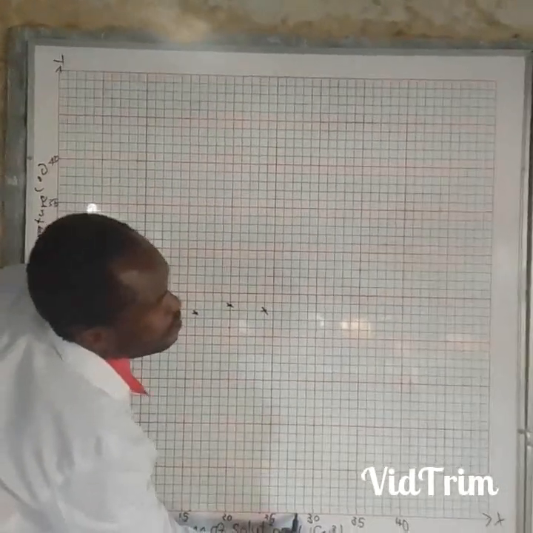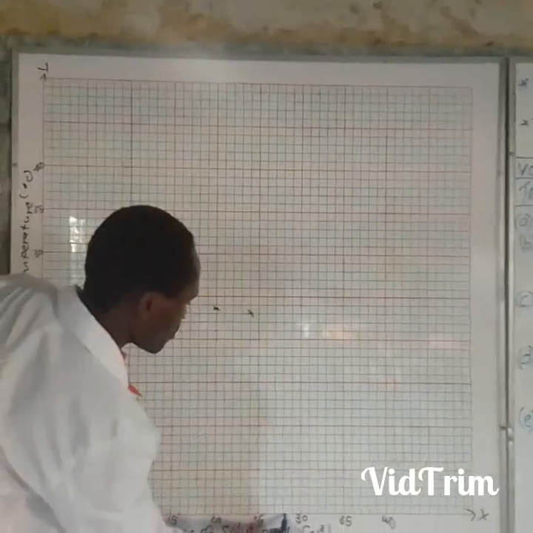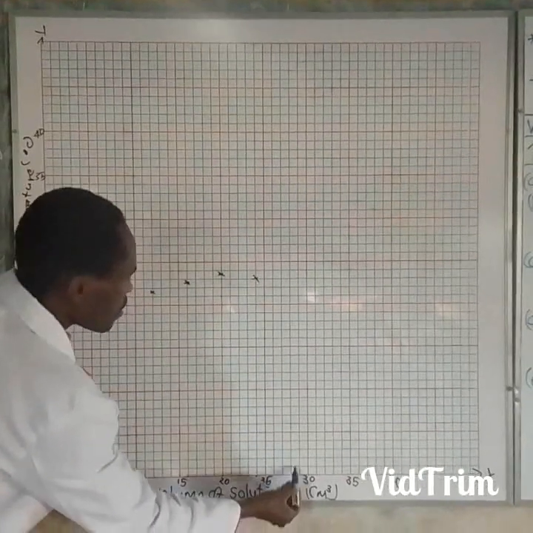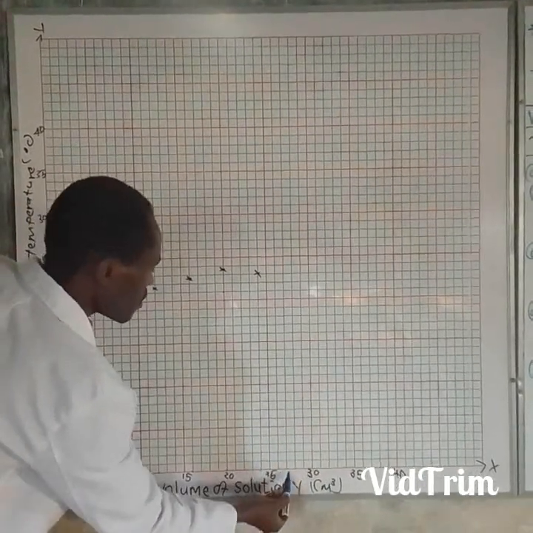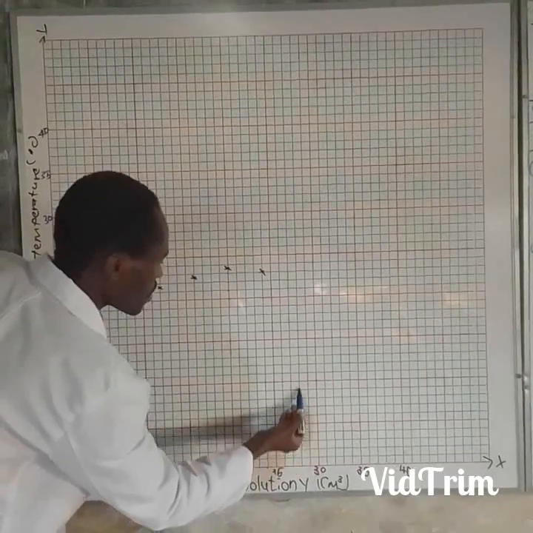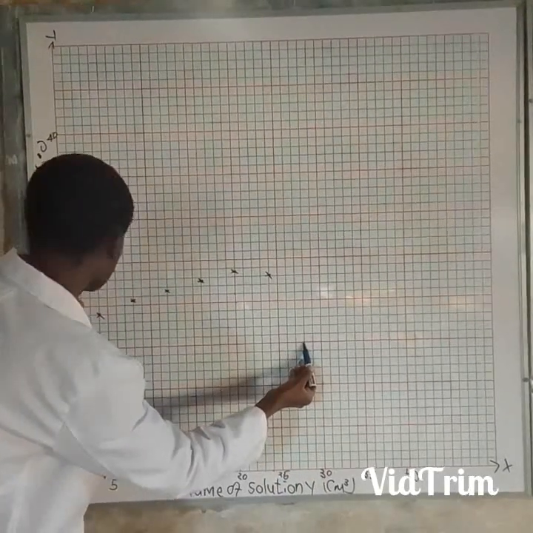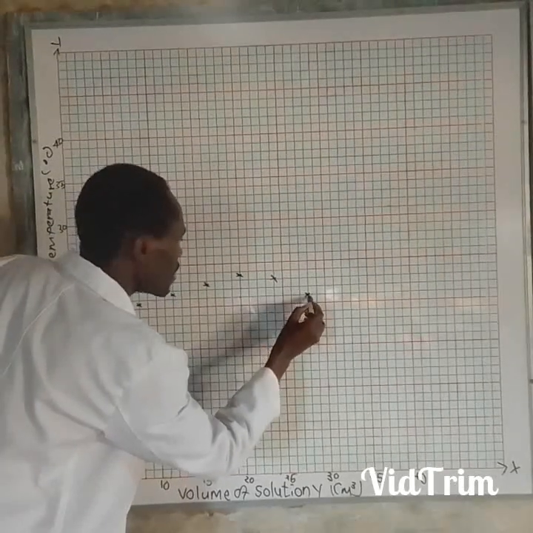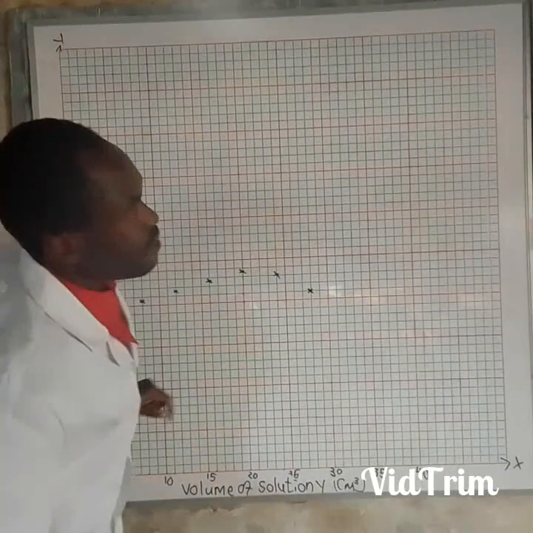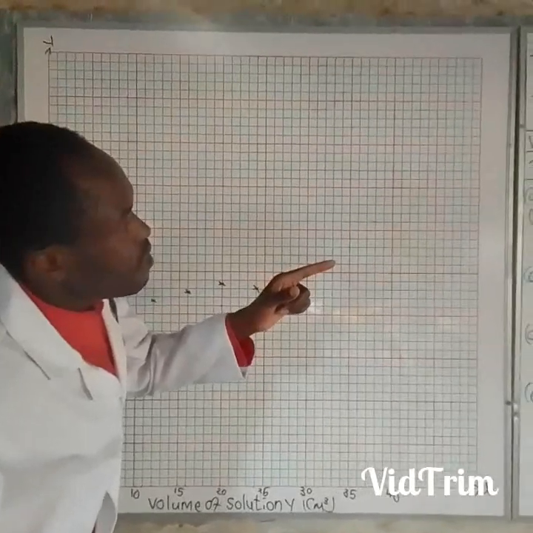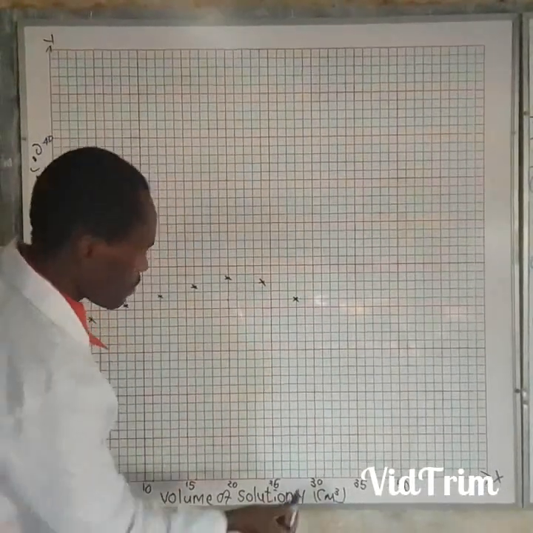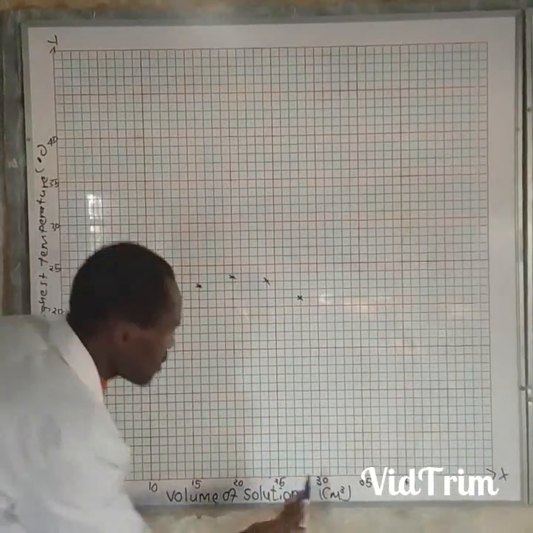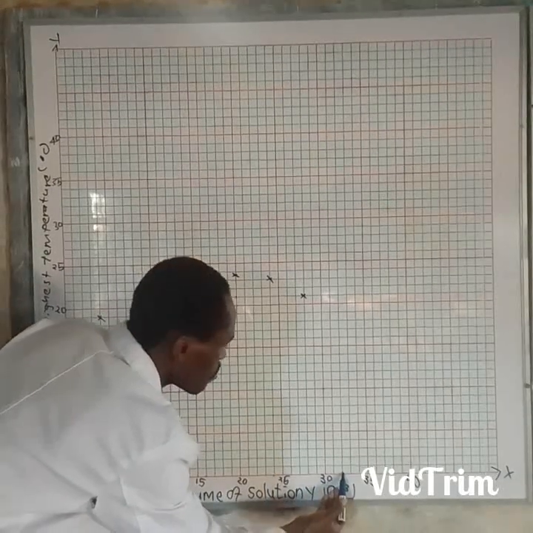Then on the y-axis the temperature is 21. So I move up to 21. This is 28. This is 15, this is 20, then 21 is there. Is it okay? Then when the volume is 32, look, this is 30, that one is 32.